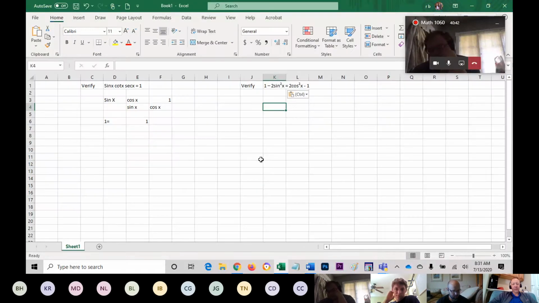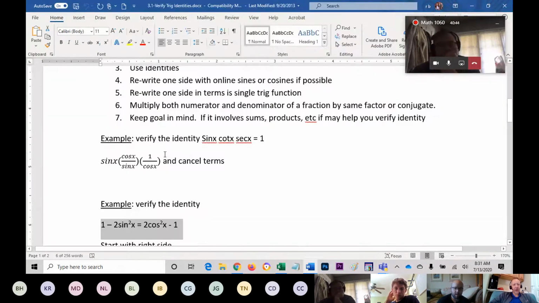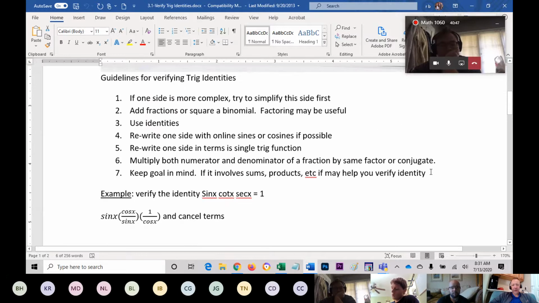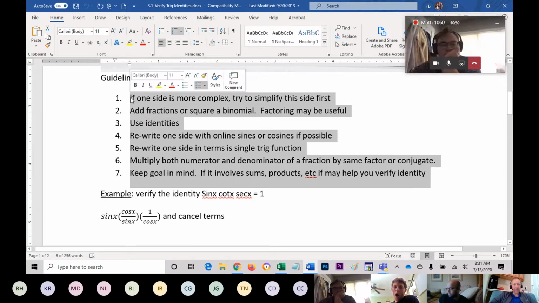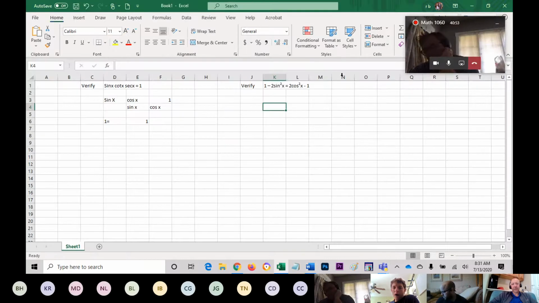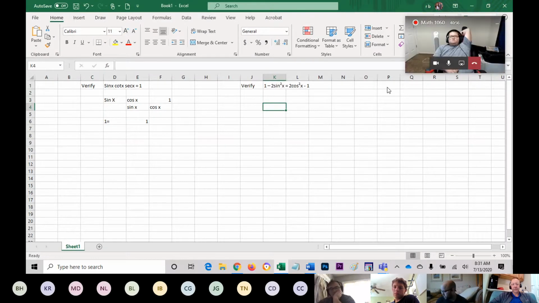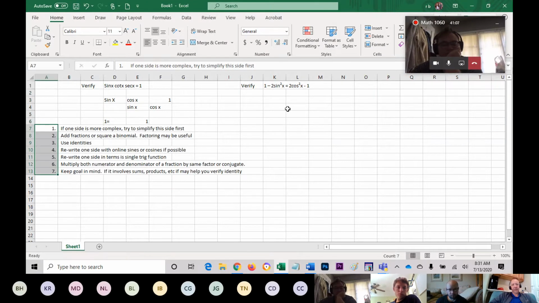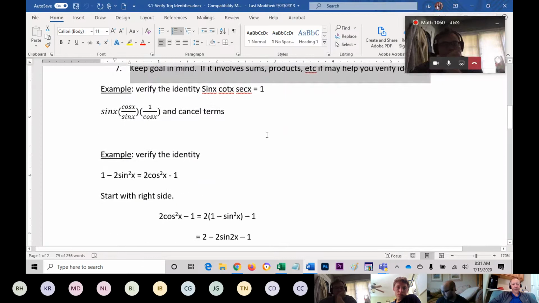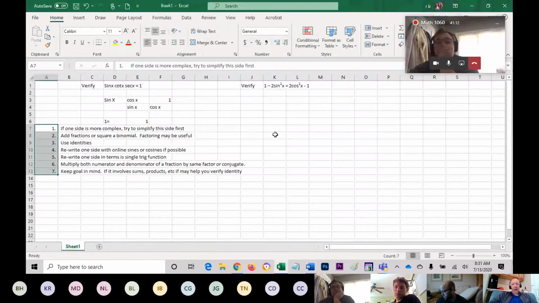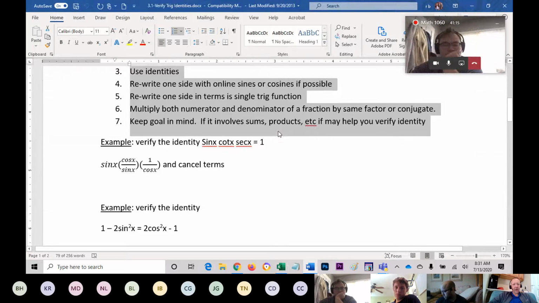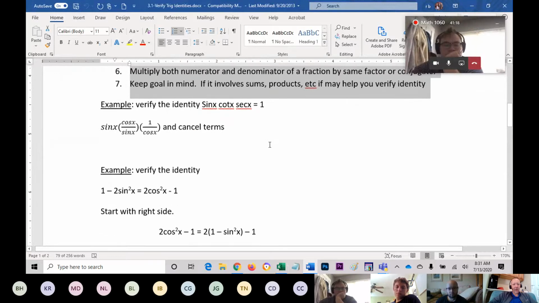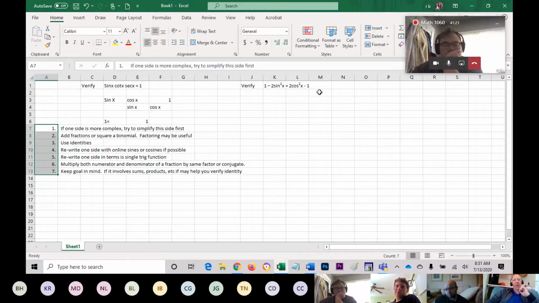Okay, so maybe I should. I'm going to copy these guidelines of them here. Except for you can't see them over there. Maybe I'll put them over here. Okay. Oh, you know what? I think I wrote this one wrong. Oh, no, I didn't. Okay.